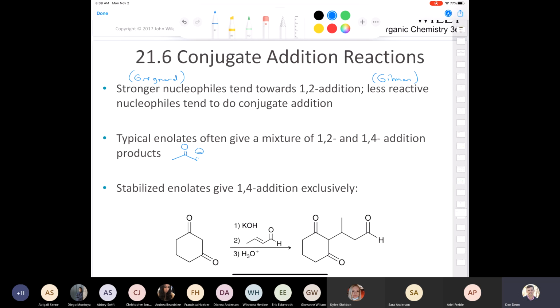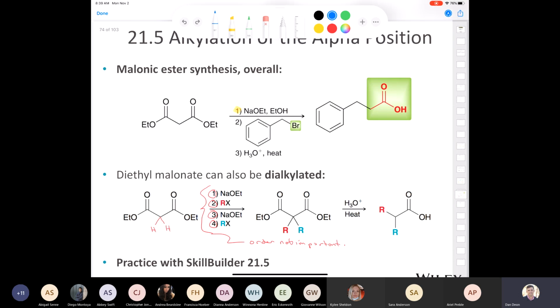Other times you don't want that, you want to get either the 1,4 or the 1,2 to predominate. And when we use a stabilized enolate, and what a stabilized enolate means is if we had this 1,3 dicarbonyl, you know that that's a doubly stabilized enolate, right? I could put the negative charge here or here. So we call that a stabilized enolate, and if we use a stabilized enolate, what we get is conjugate addition. What we get is conjugate addition exclusively.